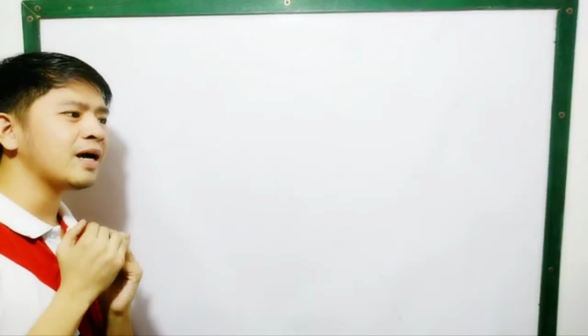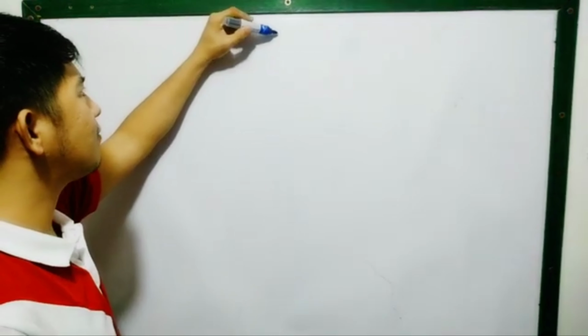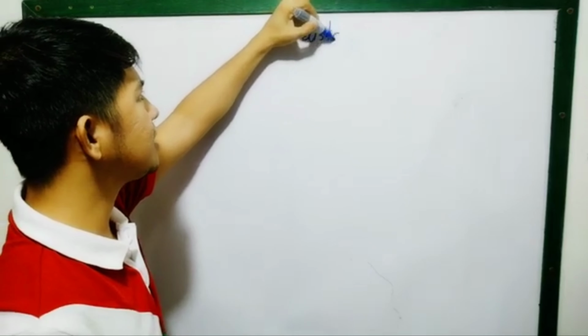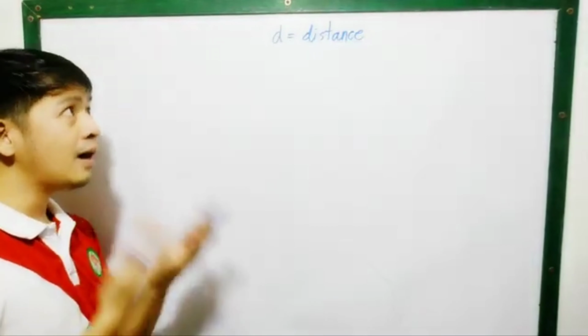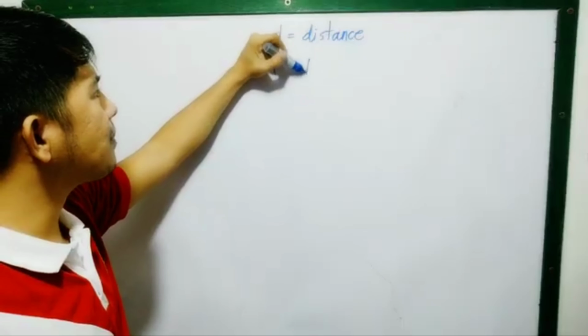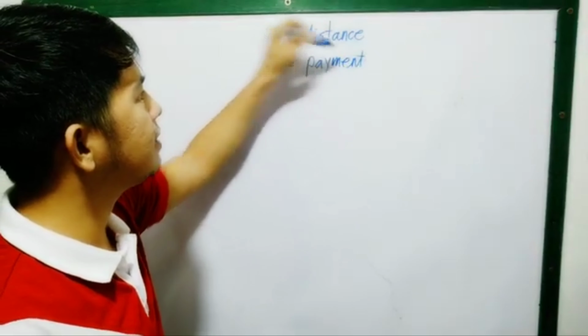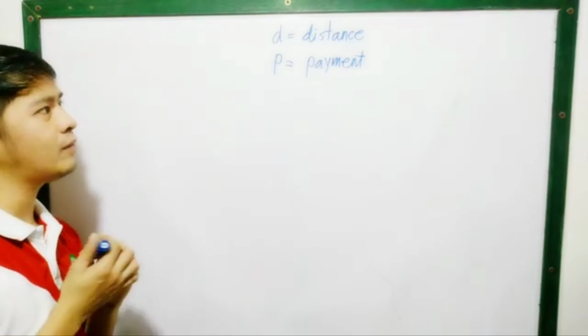Okay, so to represent the situation using a piecewise function, let us have D be the distance. Ito yung distance or number of kilometers na na-travel ng car. And P represents the payment of the passenger para dun sa driver na si Eldrian. Okay? So, paano tayo gagawa ng piecewise function nito?